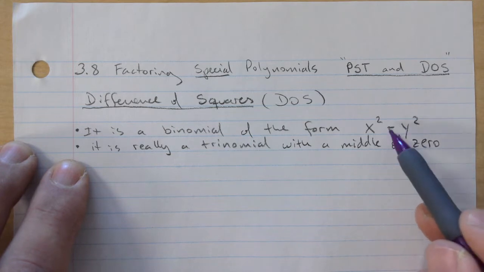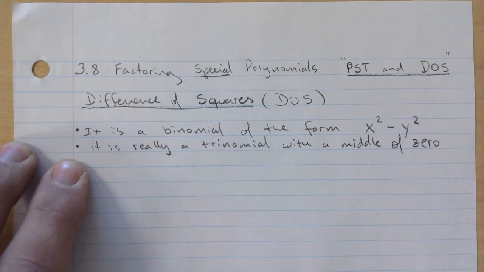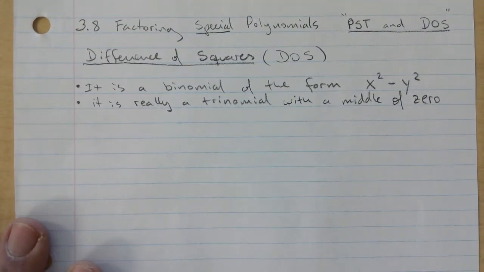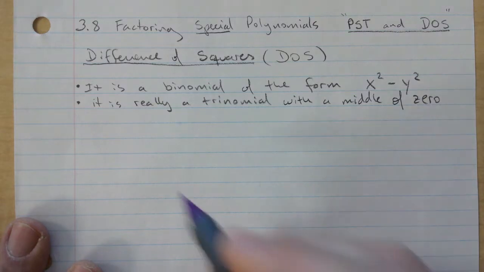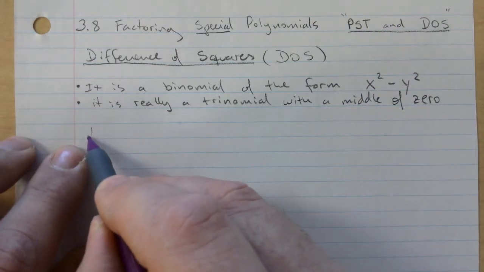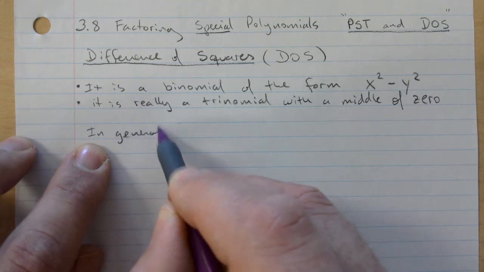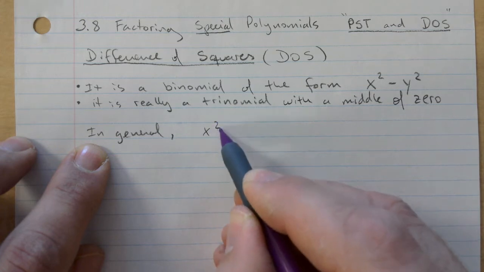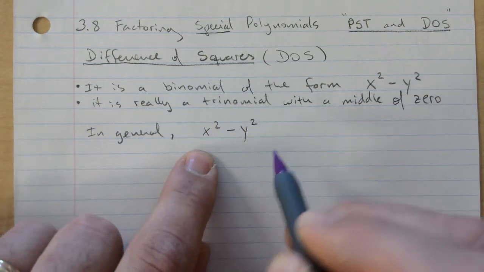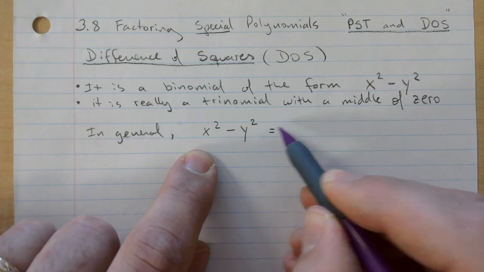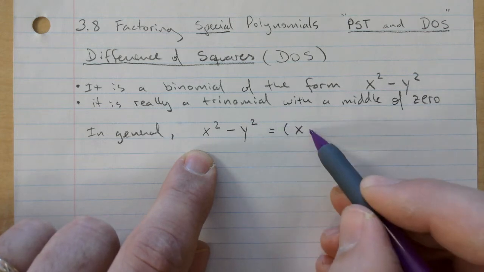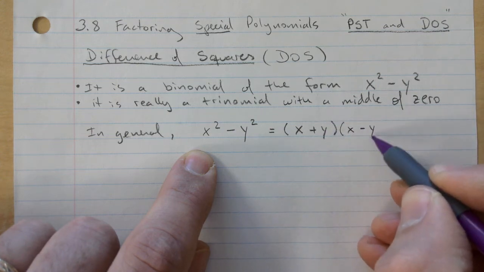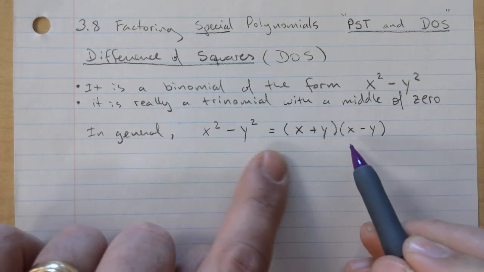Like where's the middle term? Well, it's 0, it's not there, right? So it really is a binomial, but you can think of it as a trinomial with a middle term of 0 if you want to think about it that way. So in general, if you have x squared minus y squared, we will be able to write that as x plus y and x minus y. That is in general what we're going to do.